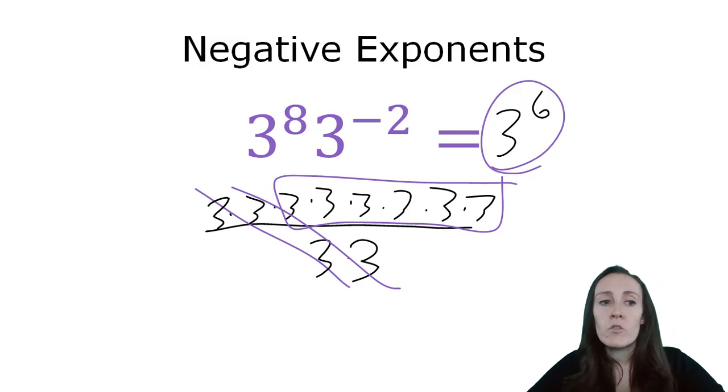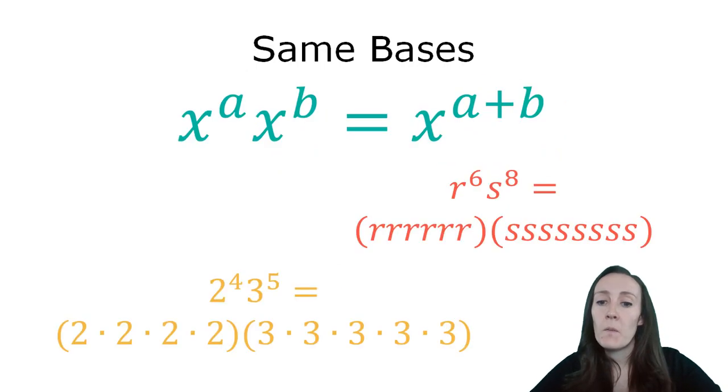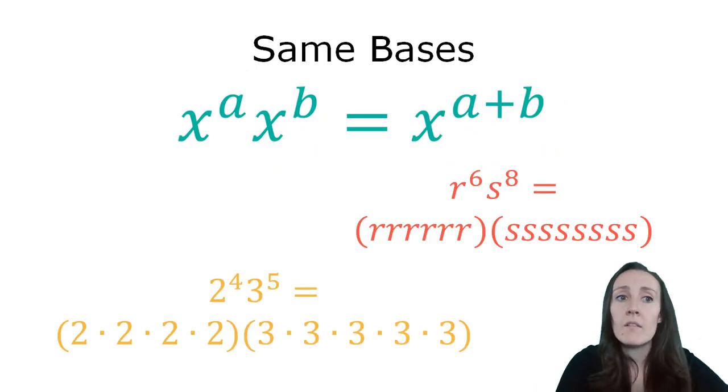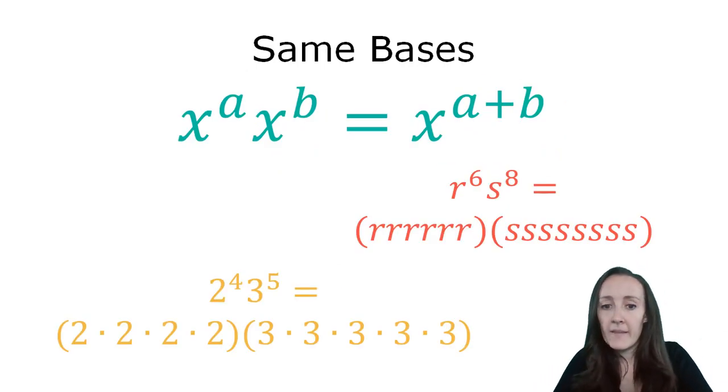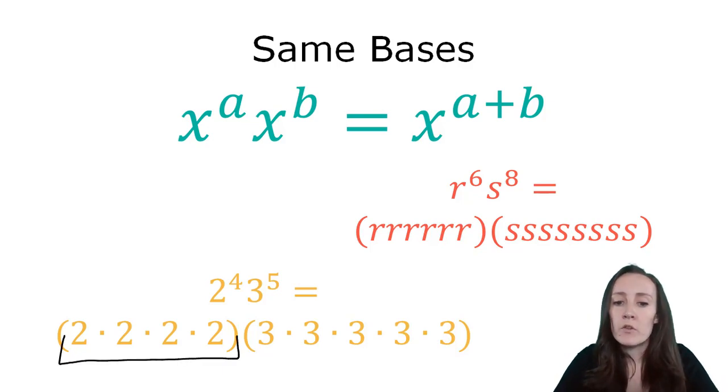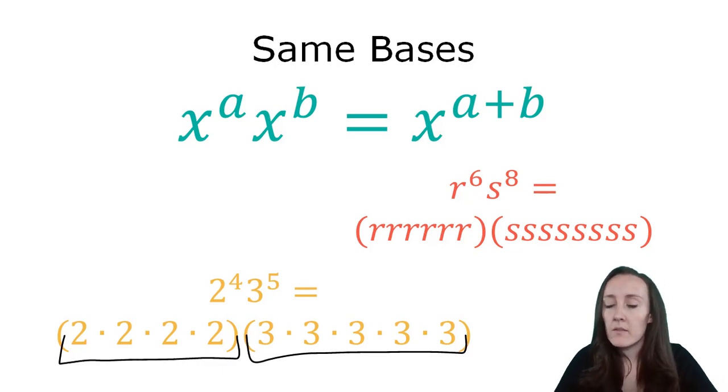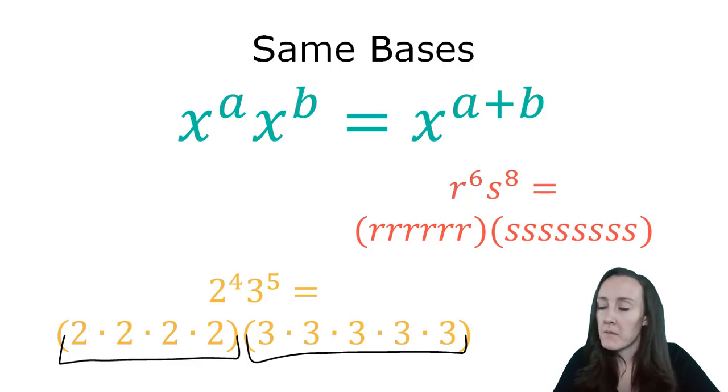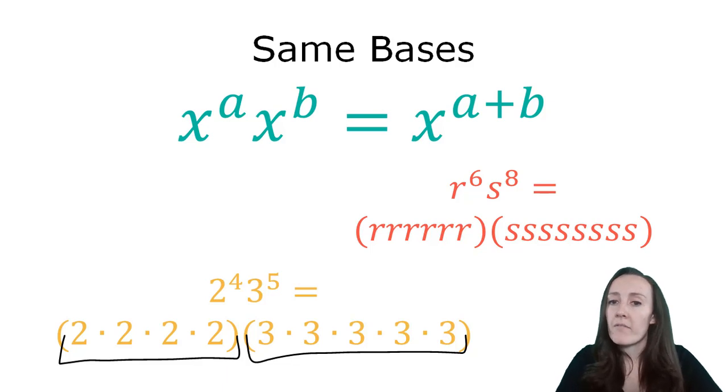And the big thing is just to remember that you have to have the same base, because if you were to expand things that didn't have the same base, you can see why you can't combine them. Like if you have 4 2's times 5 3's, you can't really simplify that any further because they're not the same thing being multiplied together. Yes, you have 9 numbers being multiplied together, but some of them are 2s and some of them are 3s. So you can't simplify it by adding the exponents together. Same thing if you have different variables like this one.